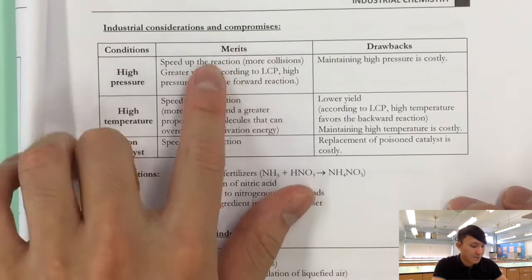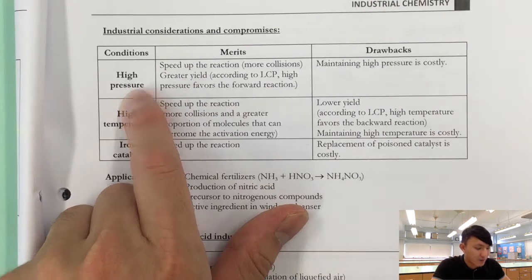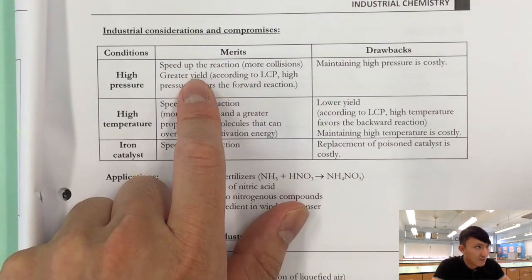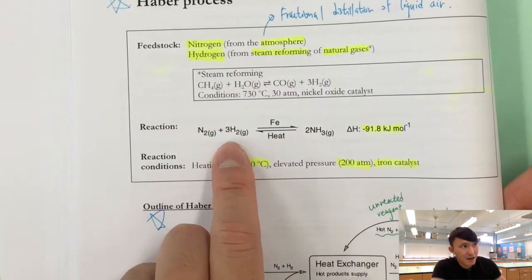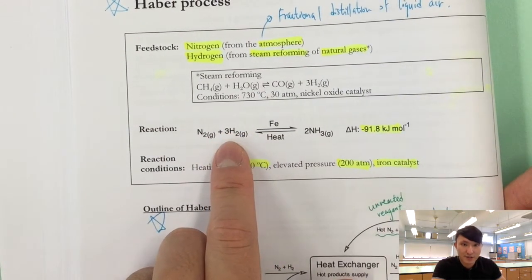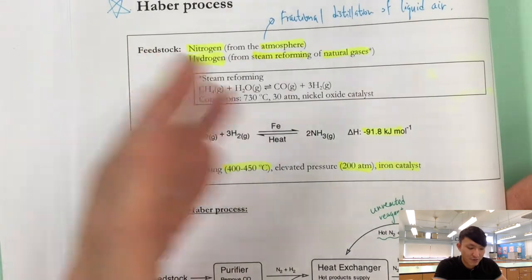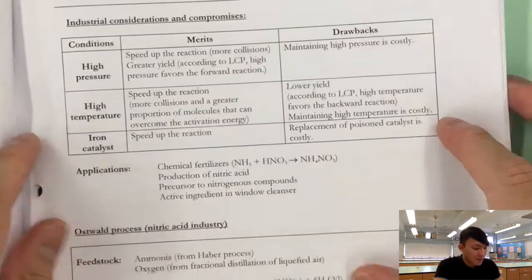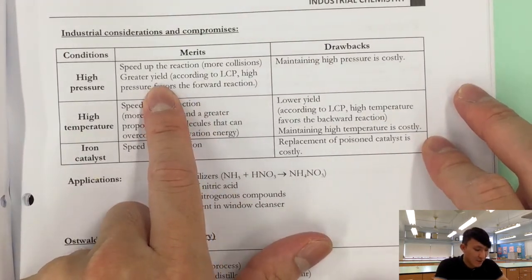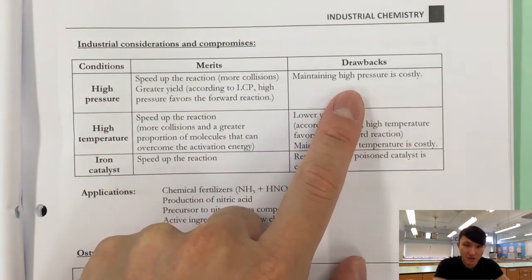So here, when we're operating the reaction at a very high pressure, the good thing is it can speed up the reaction because there are more collisions. Also greater yield because if you look at the reaction here, there are more moles of gaseous substance on the reactant side than the product side. If we increase the pressure, the equilibrium will shift to the right hand side and therefore increase the yield of ammonia. So faster reaction, greater yield. However, the drawback is maintaining high pressure is costly and dangerous.